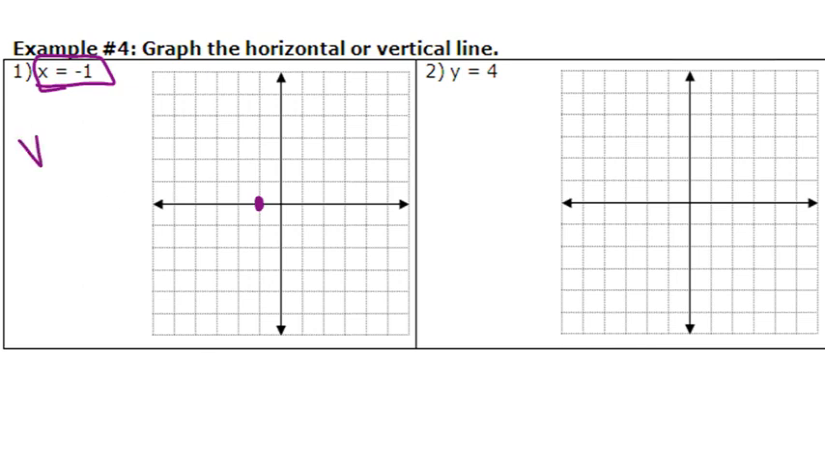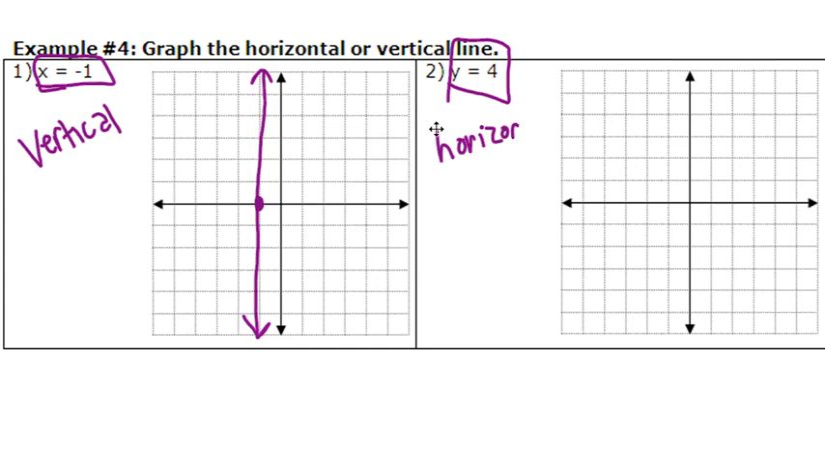Now, x equals are vertical lines. It means that every x value has to be negative 1. So it's a vertical line through negative 1. y equals 4, these we've already seen are horizontal lines, right? We would put a point at 4 on the y-axis, and every y value has to be 4, so it forms a horizontal line. So x equals are vertical, y equals are horizontal.